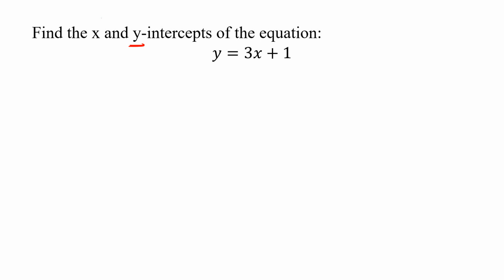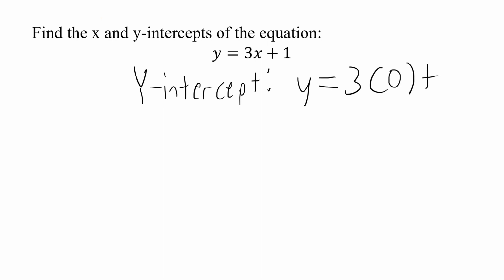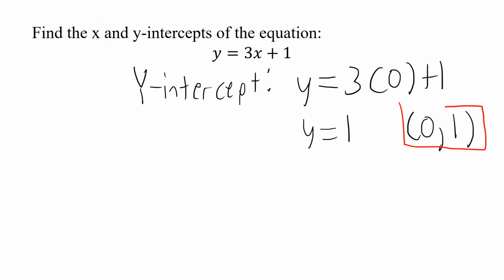In the following equation, we have y equals 3x plus 1. To find the y-intercept, we need to let x be 0. We let the one that's not y be 0, and then we solve. 3 times 0 is just 0, and 0 plus 1 is 1. So the y-intercept is 1, or, as an ordered pair, (0, 1). That's your y-intercept, because the first number in the ordered pair is the x, and the second number is the y.